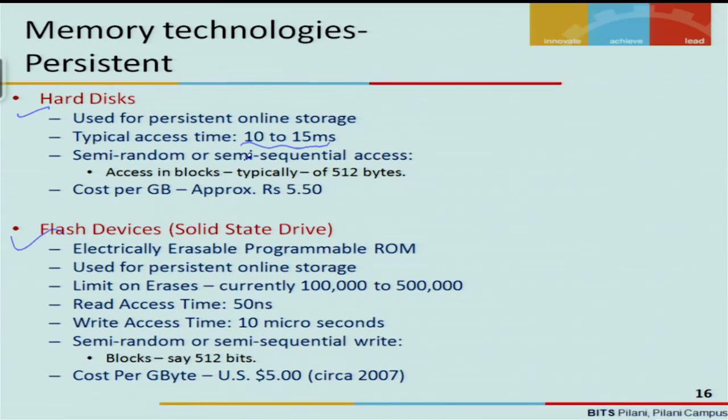You can see the difference between the DRAM and SRAM, and how slow that hard disk is there. And it is semi-random. It is not completely random and not completely sequential, because the data is accessed in terms of blocks, and a typical block size is 512 bytes. The cost is very cheap compared to the DRAM and SRAM.